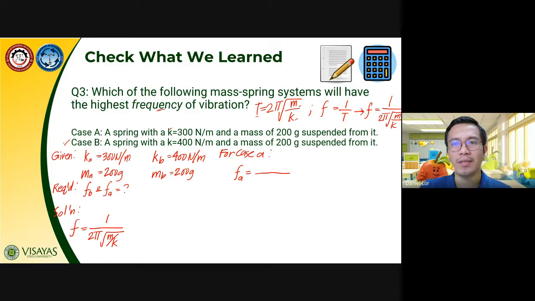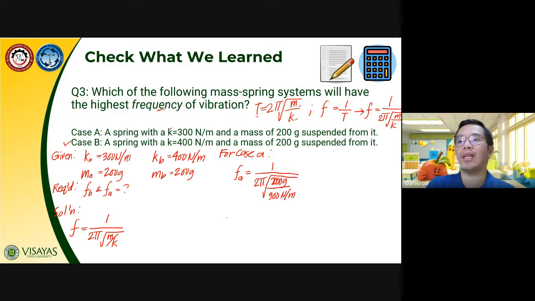However, since this is physics and this is a final exam, I will require you to write the given and the required before you write your solution. So, going back to my solution, for case A, our frequency is equal to 1 divided by 2 pi square root of m, sige, ato na i-kondaan si m, 200 grams divided by 300 Newton per meter.